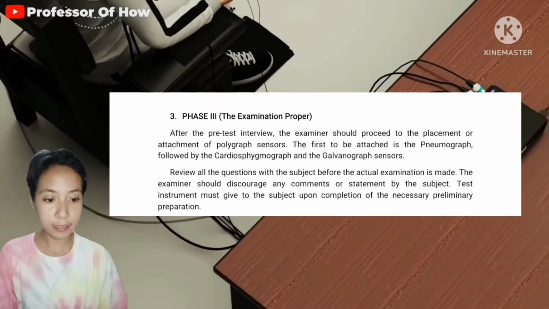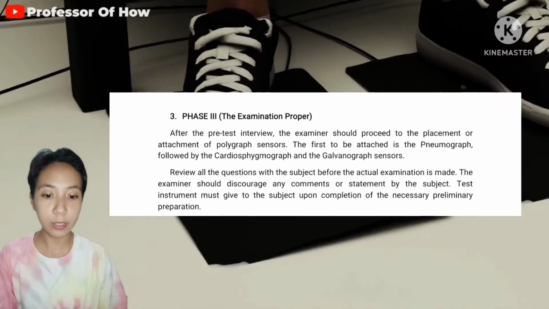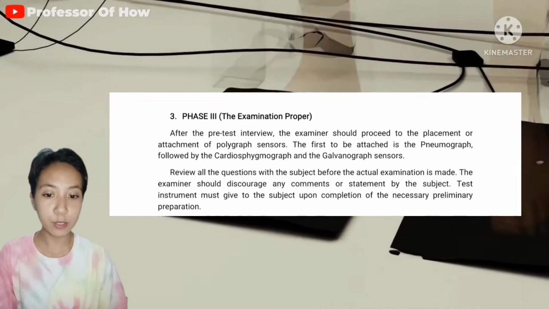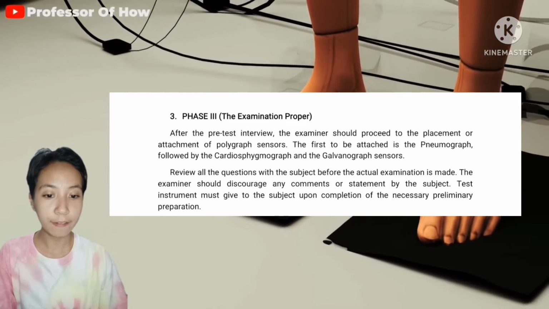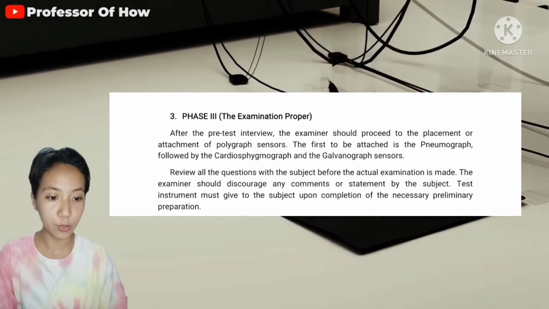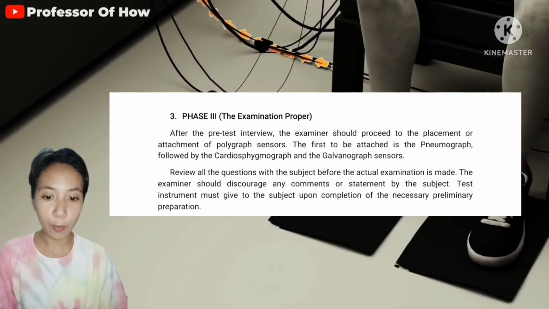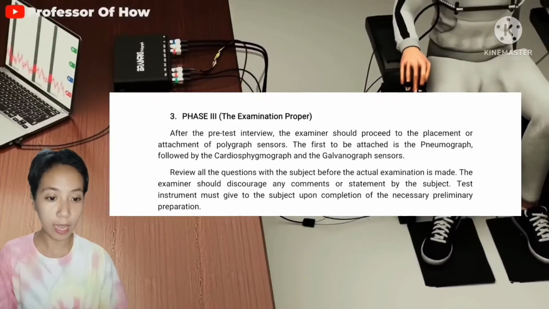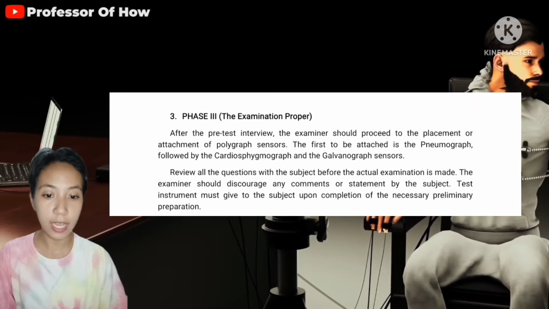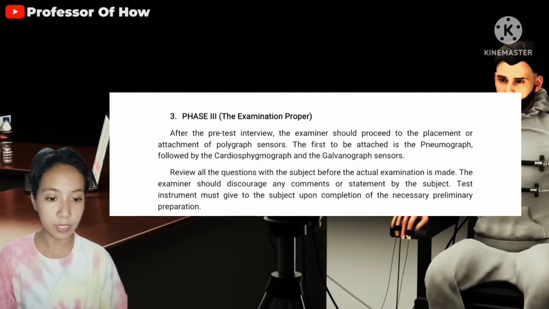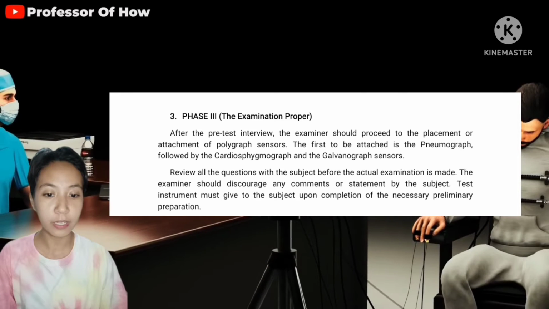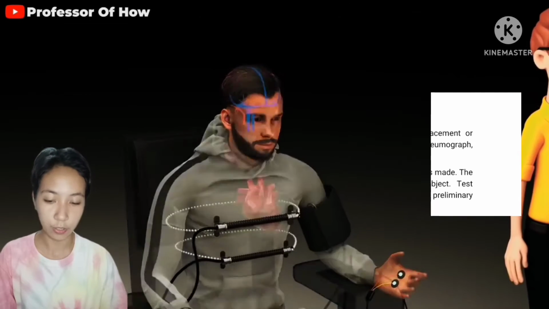After the pre-test interview, the examiner should proceed to the placement or attachment of polygraph sensors. The first to be attached is the pneumograph, followed by the cardiosphygmograph and the galvanograph sensors. Review all the questions with the subject before the actual examination is made. The examiner should discourage any comments or statements by the subject. The test instrument must be given to the subject upon completion of the necessary preliminary preparation.